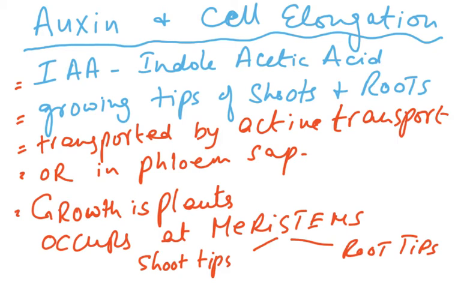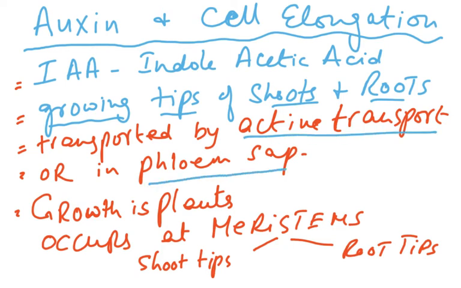Now, one of the many auxins is indole acetic acid, which is called IAA. This is produced at the growing tips of shoots and roots, and this is transported either by active transport or in the phloem sap.